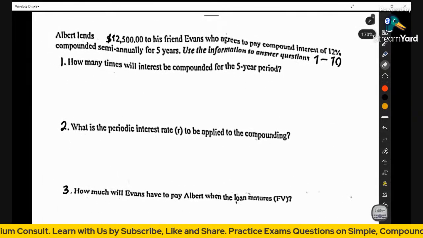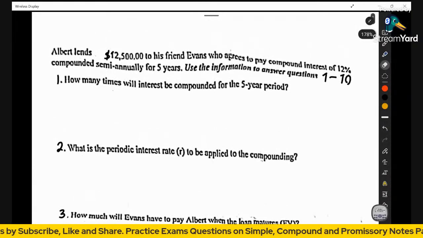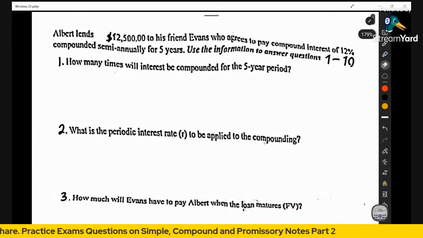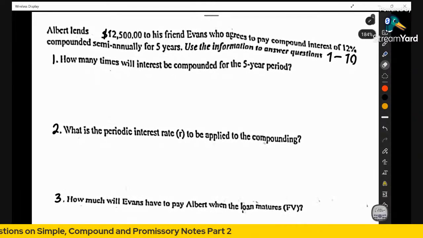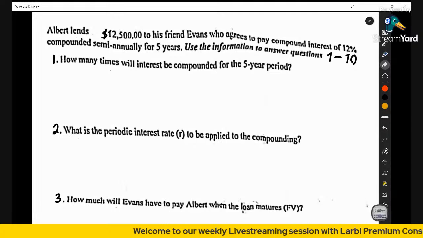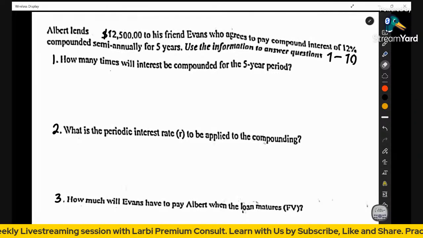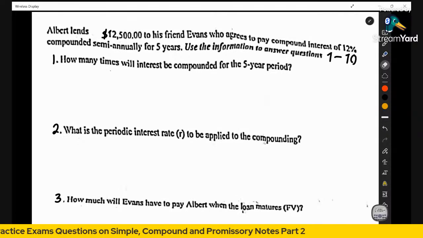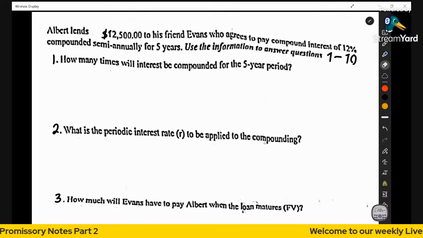So this is a key question to explain the whole issue that we started yesterday on compound, simple, and the promissory notes. So we begin like this. Albert lends $12,500 to his friend Evans, who agrees to pay a compound interest of 12% compounded semi-annually. Please take note of this, very important. That is the compounding period, right? For 5 years, and the time is 5 years. We are asked to use the information to answer questions 1 to 10.